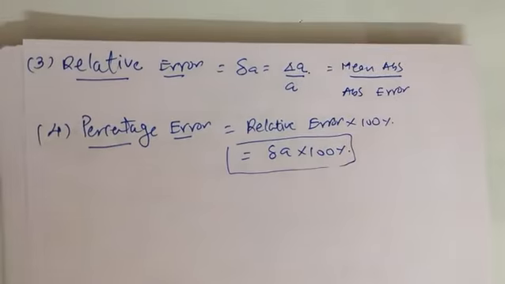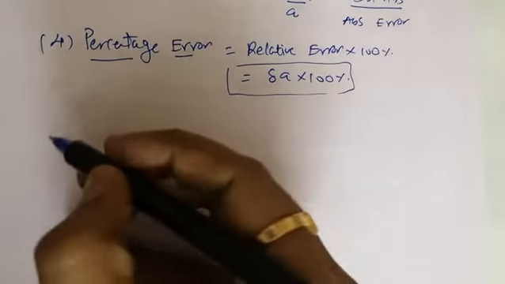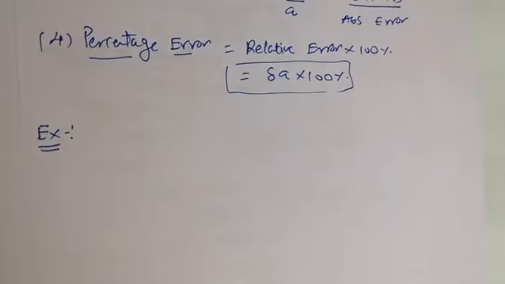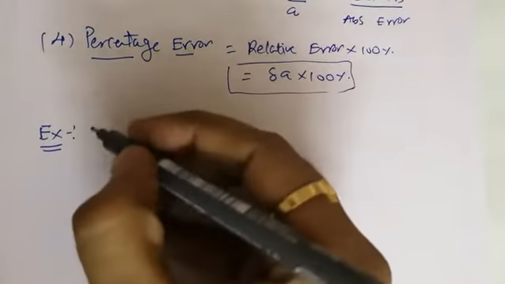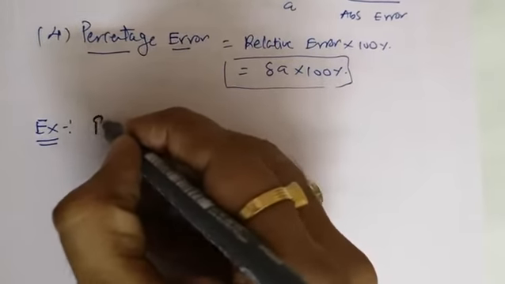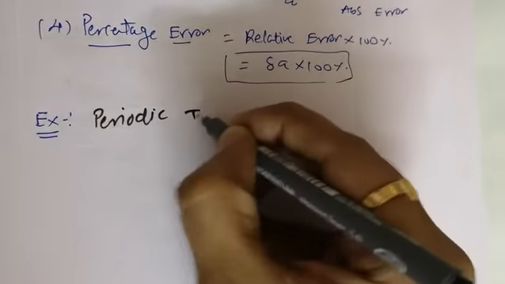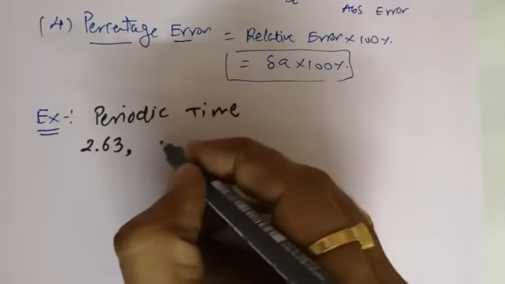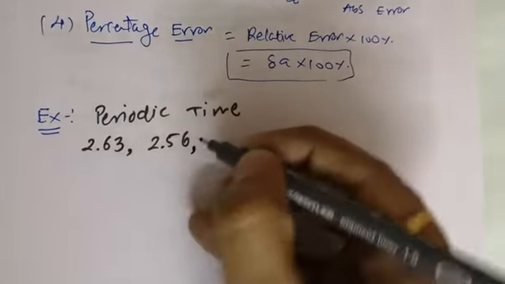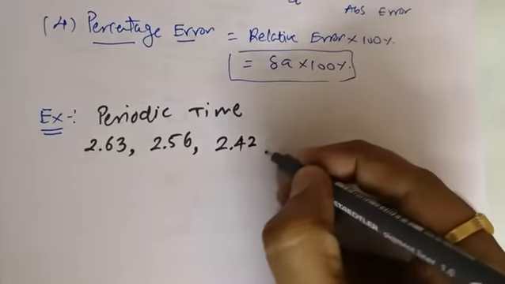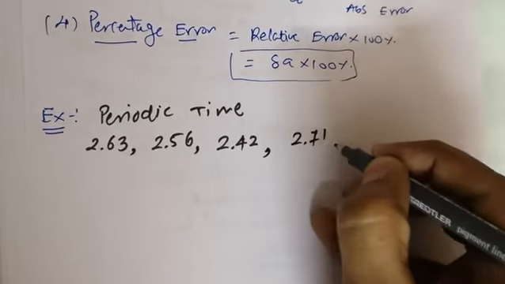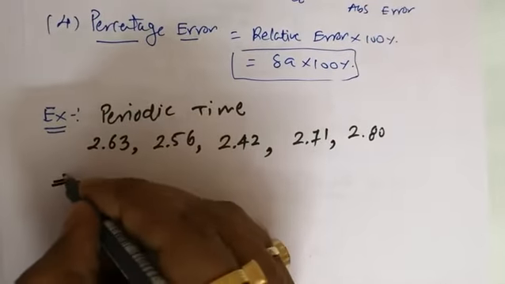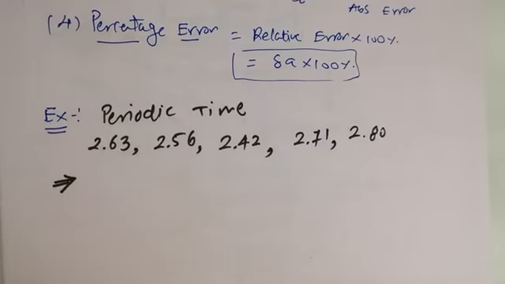Let's say for your convenience I am mentioning an example for you. Let's say I have performed one experiment, and its values are like this: the very first experiment contains the periodic time, and the observations are 2.63, then 2.56, then 2.42, then 2.71, and 2.80. So I have such a set in front of me and I want to calculate it out.